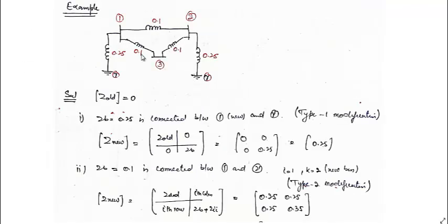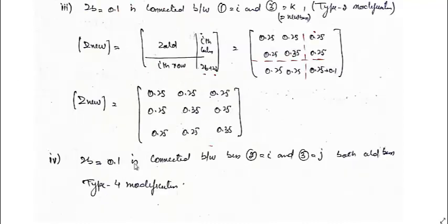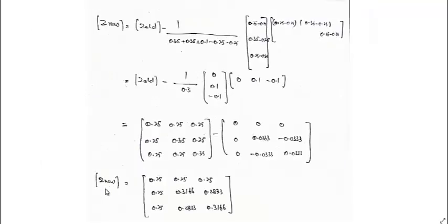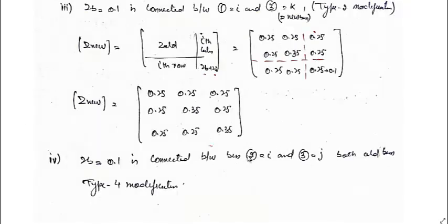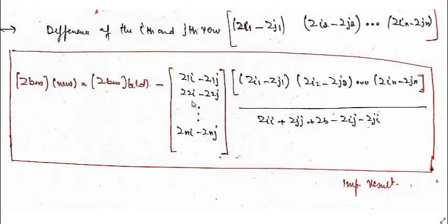Now we have to add this branch and this branch. ZB is equal to 0.1 connected between bus 2 and bus 3. Both are old buses, that is type 4 modification. In that case, Z new is equal to Z old minus 1 divided by Zii, because we connected 2 and 3, Z22, Z33 plus ZB minus Z23 minus Z32. You can see i is equal to 2, j is equal to 3, and this is the equation which you have to calculate.